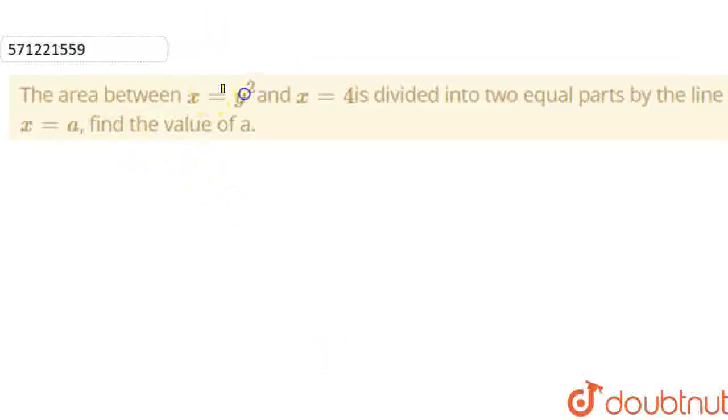Today our question is: the area between x equals y square and x equals 4 is divided into two equal parts by the line x equals a. Then find the value of a.